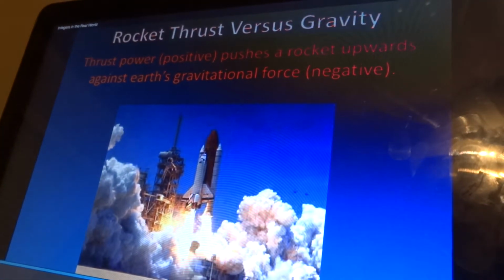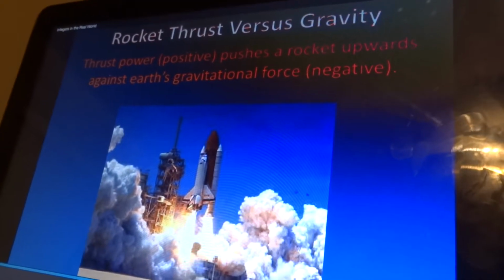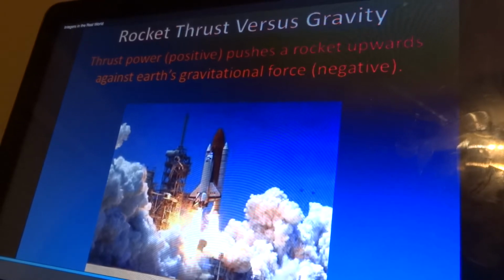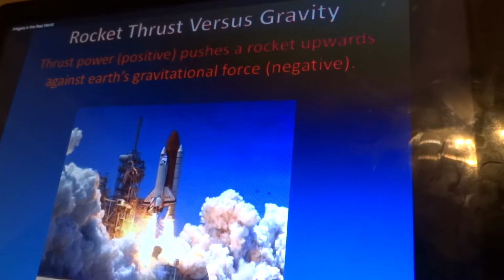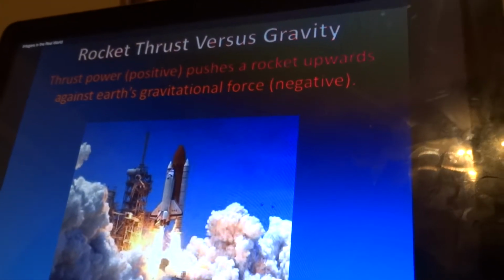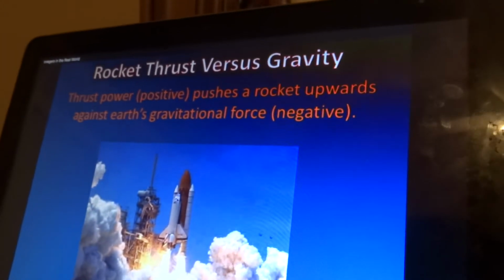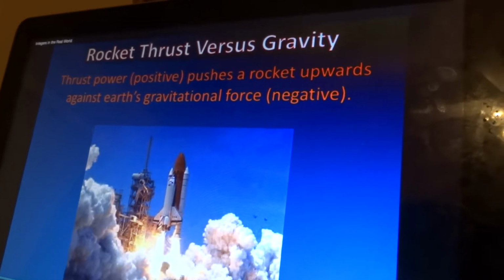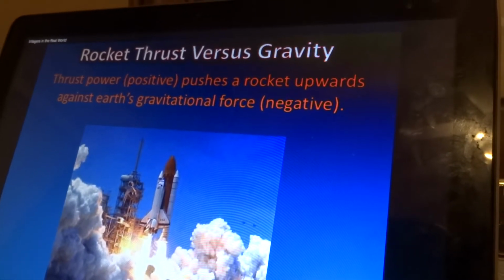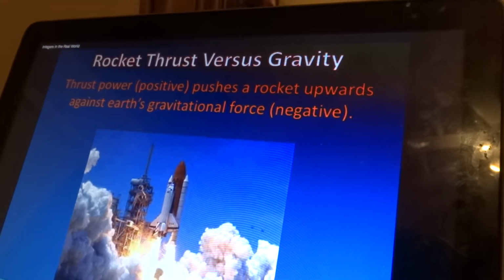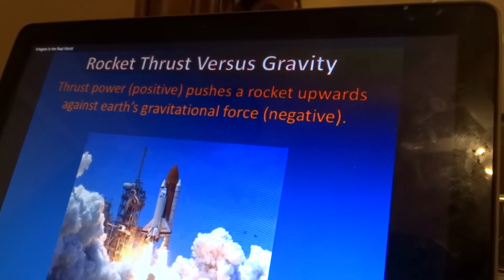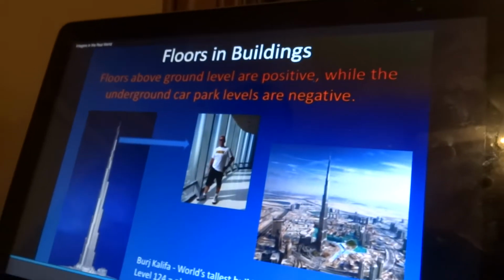So yeah, rocket thrust versus gravity. Thrust power, positive. It is related to, like you must have learnt in science. Thrust power pushes the rocket upwards against Earth's gravitational force. So if it is against gravitational force, then we take the value as negative. And thrust power pushes the rocket upwards, so we take that value positive.